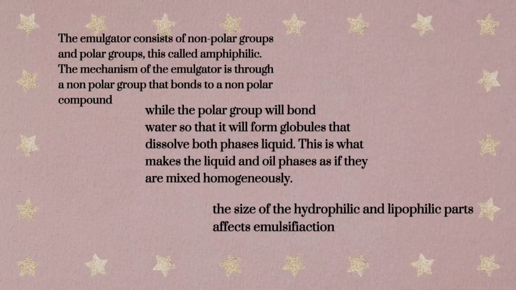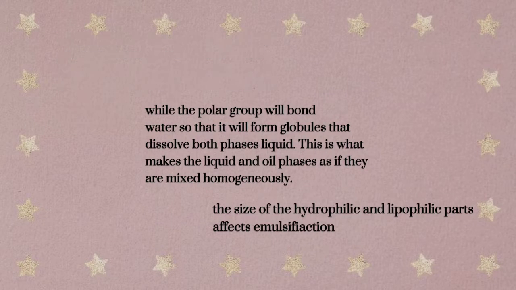The emulgator consists of nonpolar groups and polar groups. This is called amphiphilic. The mechanism of the emulgator is through a nonpolar group that bonds to a nonpolar compound, while the polar group will bond water so that it will form globules that dissolve in both liquid phases. This is what makes the liquid and oil phases appear as if they are mixed homogeneously. The size of hydrophilic and lipophilic parts affects emulsification.